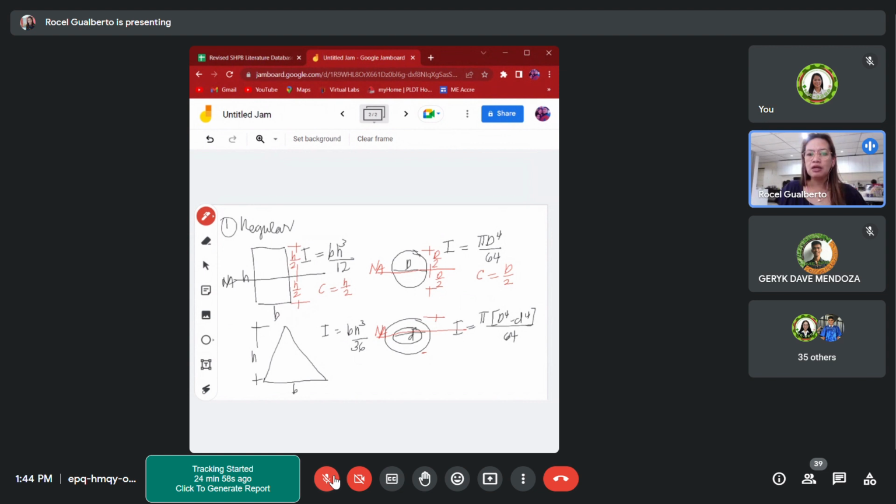So your C here would be D over 2. Again, big letter D pertains to the outside diameter and small letter d is the inside diameter. Okay? So D over 2.